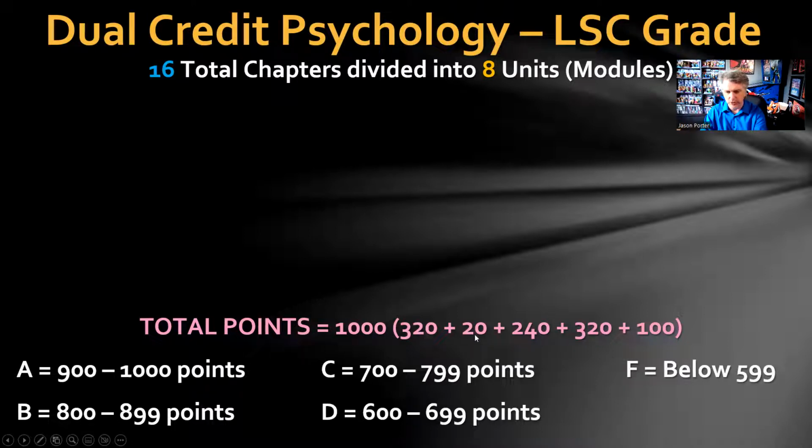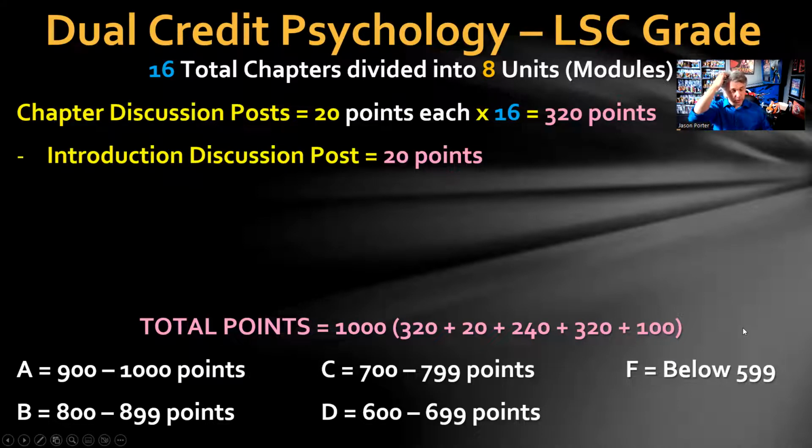Which is basically broken down 320, 20, 240, 320, 100. So the first 320 points, or 340 points if you add the other one in, is what is called discussion posts. You will have a discussion post for each chapter, equaling 20 points times 16, which is 320, plus another as an introduction: here's who I am. This is a really, really simple grade that shouldn't take a lot of time.